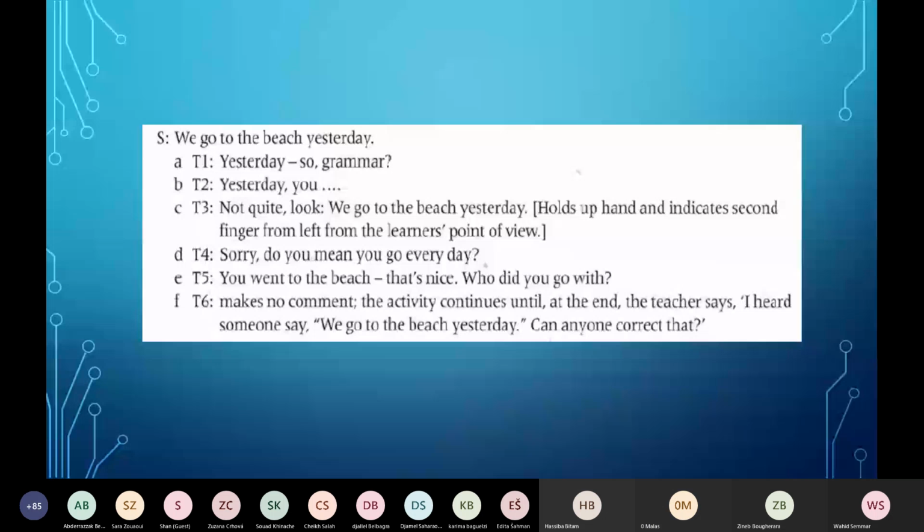Okay. Susanna? Yes, I agree. I would also correct this mistake on the spot because clearly this is a slip. The student knows what the correct answer is. So he or she would be perfectly able to correct themselves if you just indicate with raising intonation, saying something like, oh, you go. And I would not do delayed correction, because I think the students should be able to correct themselves.